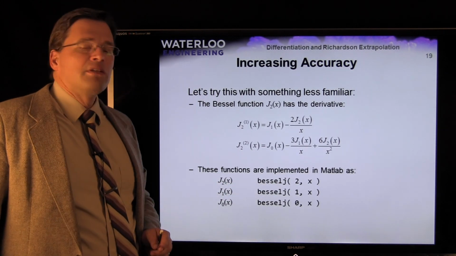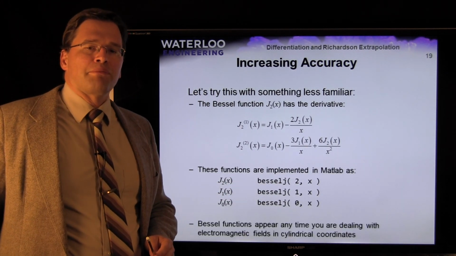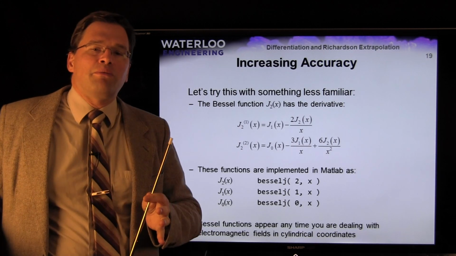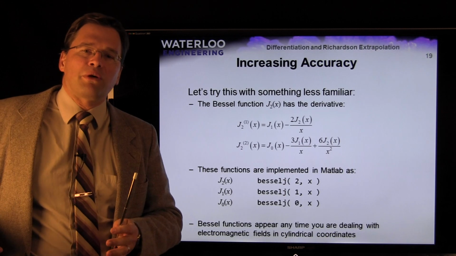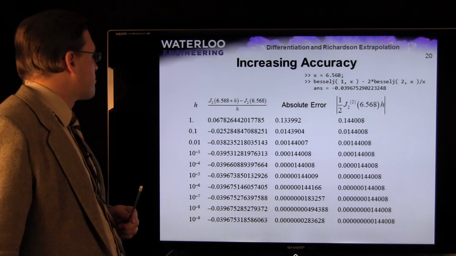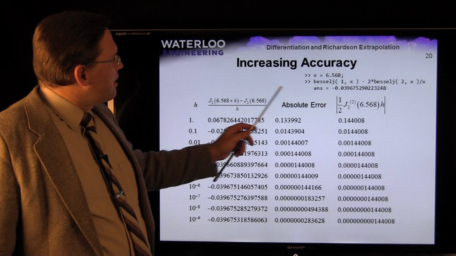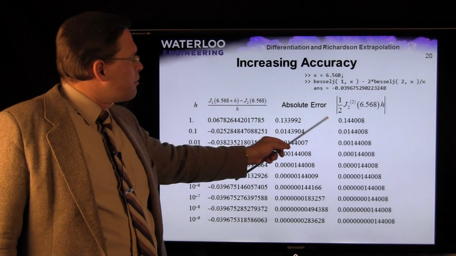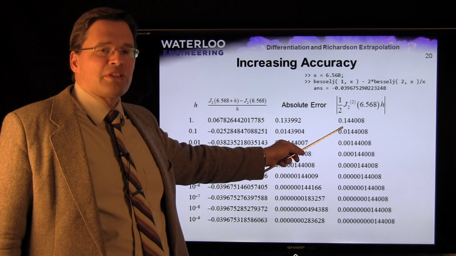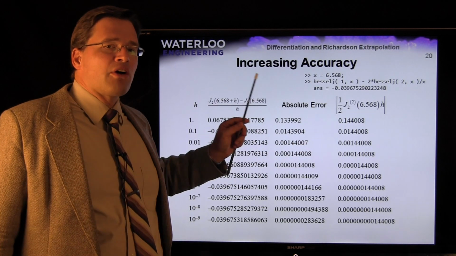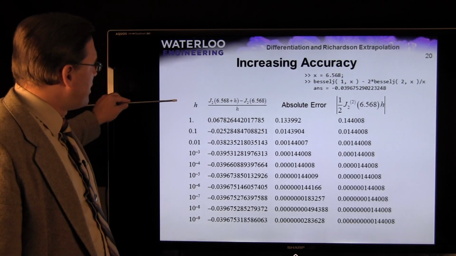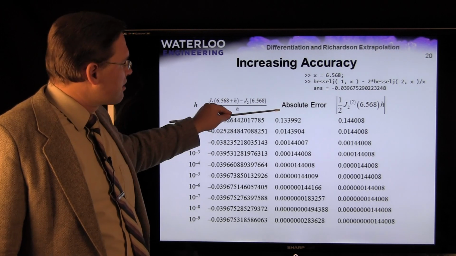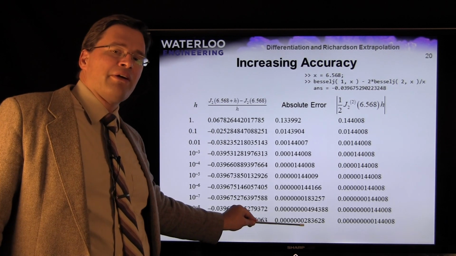The first term is simply the order. Now, Bessel functions appear anytime you're going to be dealing with electromagnetic fields in cylindrical coordinates. This is where you'll be seeing them again. So again, here we have the correct answer of the derivative. Here we have the approximation of our error based on the Taylor series term, and here is our value of h, our approximation of the derivative, and the absolute error of the derivative.